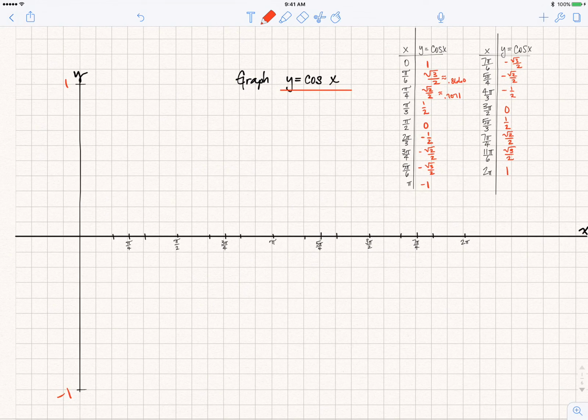My first coordinate is the coordinate 0, 1. So I'm all the way up at the top, up 10 blocks. At pi over 6, 0.8660, we'll call that 8.5 blocks. So 3, 6, 7, 8.5 blocks. At pi over 4, we'll do 7 blocks. At pi over 3, we'll go up 5 blocks. At pi over 2, we're on the x-axis.